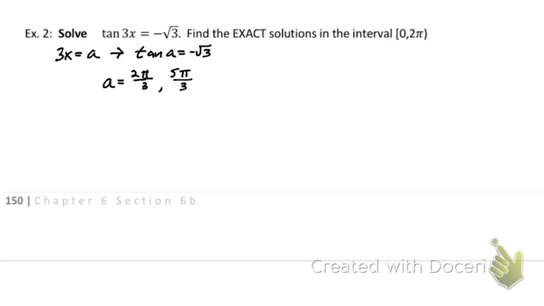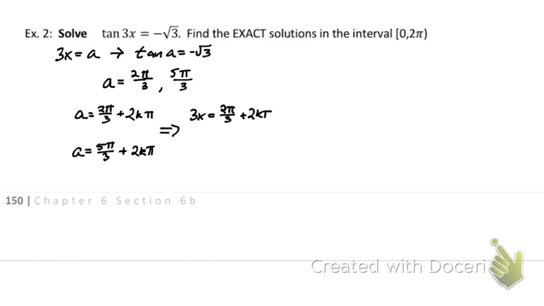All right, so that's going to lead us to 2 possible equations, but we're going to have to change them. So we're looking at a equals 2 pi over 3 plus 2k pi. And we're also going to have a equals 5 pi over 3 plus 2k pi. But our a was really in place of that 3x. So we're going to have 3x equals 2 pi over 3 plus 2k pi, and 3x equals 5 pi over 3 plus 2k pi.